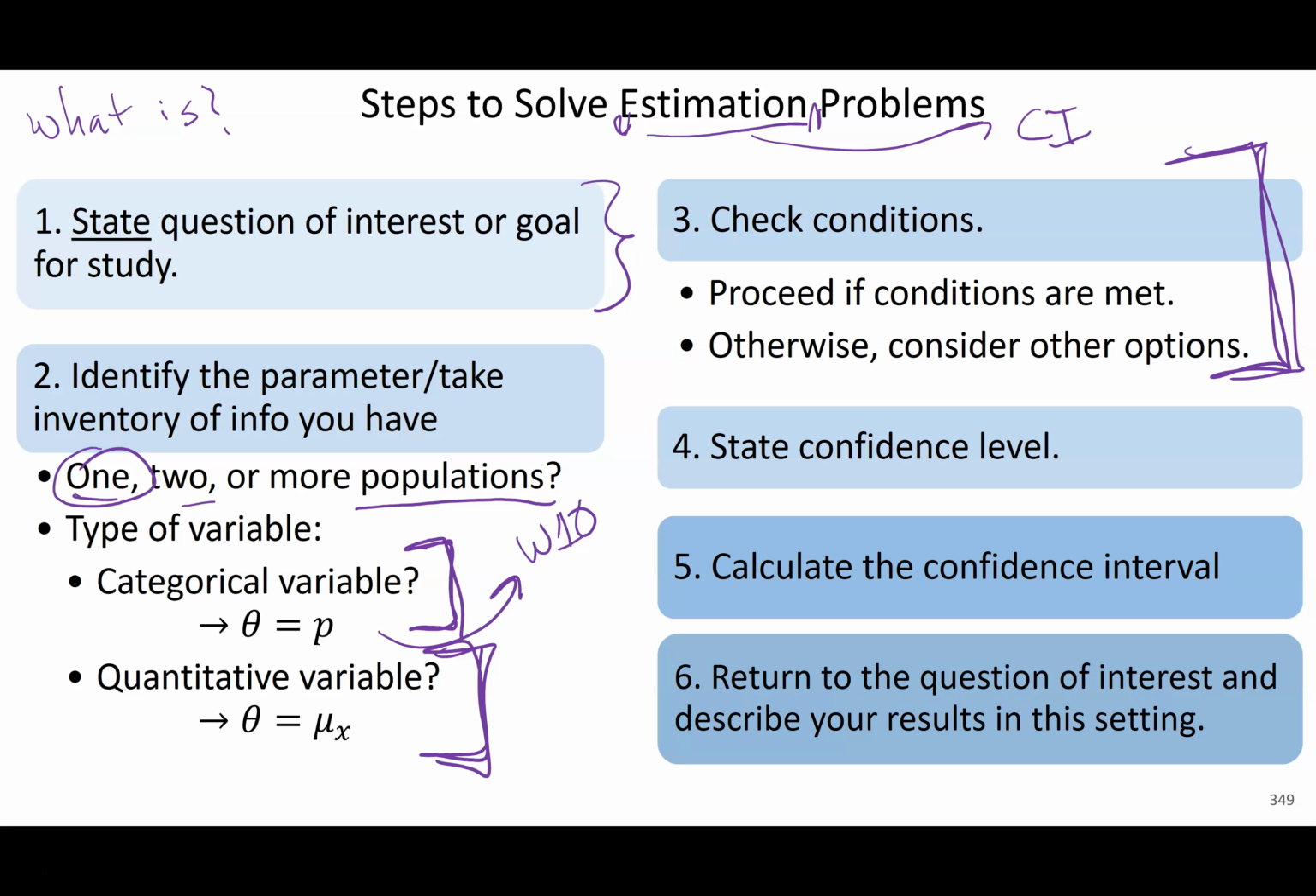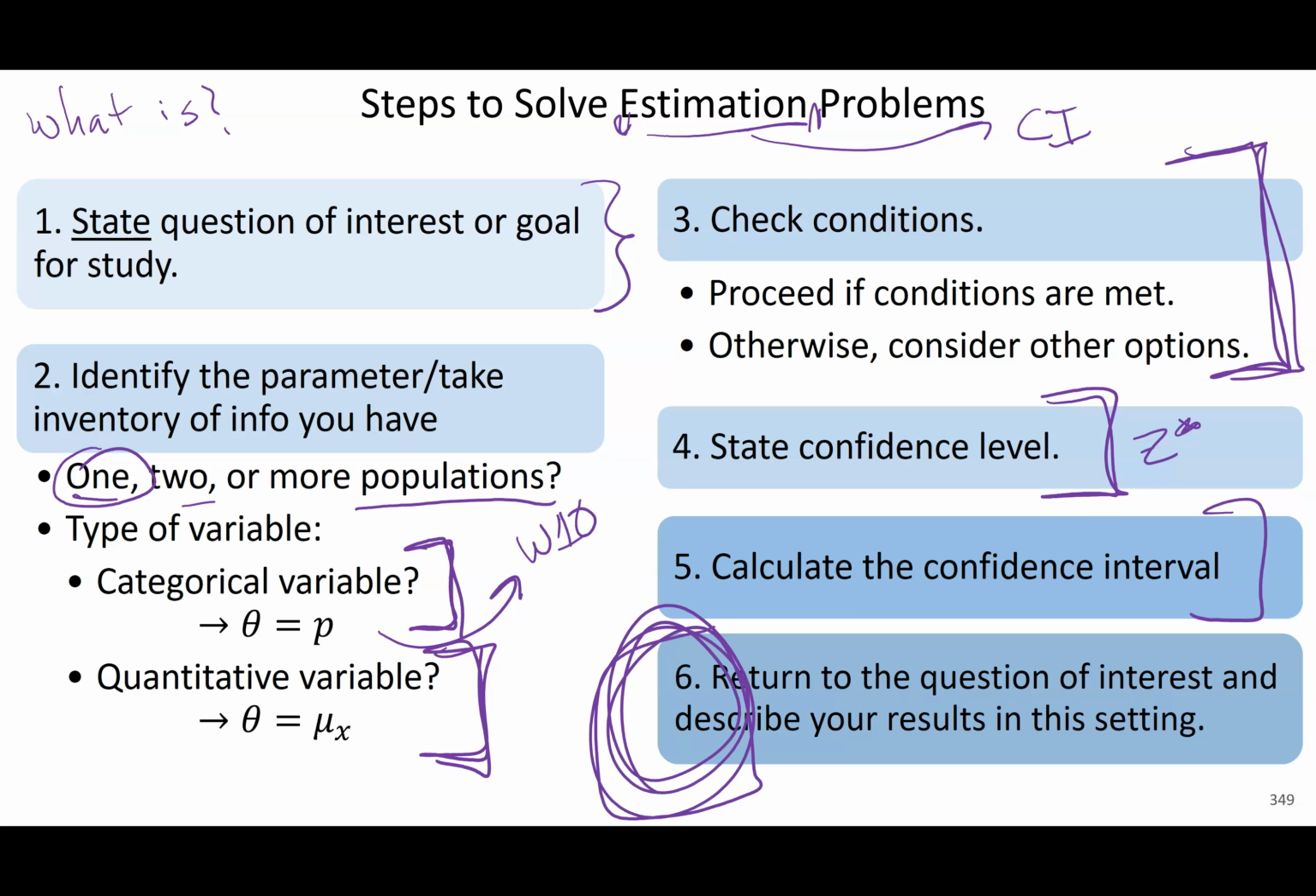It wouldn't be appropriate to use it. Basically, you would get an unreliable interval if you don't meet the conditions. And then you want to state the confidence level, because you need to know what Z-star you need, right? Then you calculate the interval, and then this one is super, super important. After you calculate the interval, you need to go back and actually make sure you answer the question.